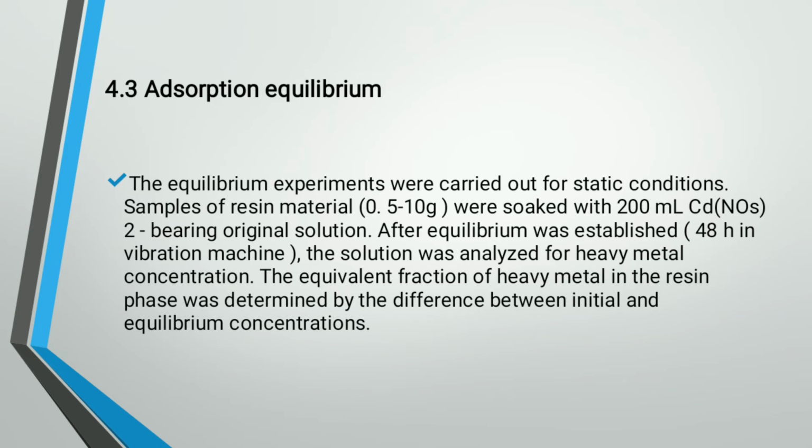Samples of resin material were soaked with 200 milliliters of cadmium-bearing original solution. After equilibrium was established, 48 hours in a vibration machine, the solution was analyzed for heavy metal concentration. The equivalent fraction of heavy metal in the resin phase was determined by the difference between initial and equilibrium concentrations, followed by the analytical method.